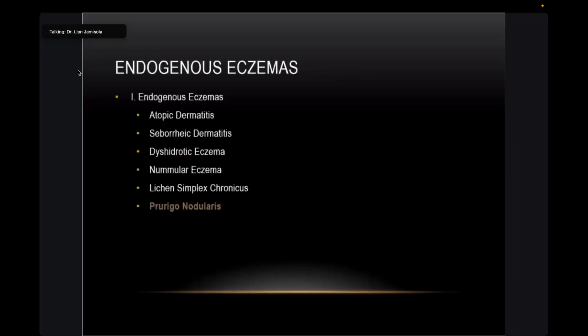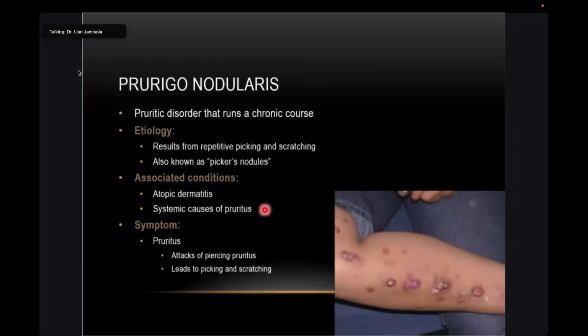Okay, next of your endogenous eczemas is prurigo nodularis. What's the difference? It's also a pruritic disorder, it's also chronic, so it's almost similar to your LSC or lichen simplex chronicus. But this time, based from the name also, you can infer that it presents as nodules rather than plaques. It results from repetitive picking and scratching. Aside from scratching, they really pick repetitively. That's why it's also called picker's nodules.